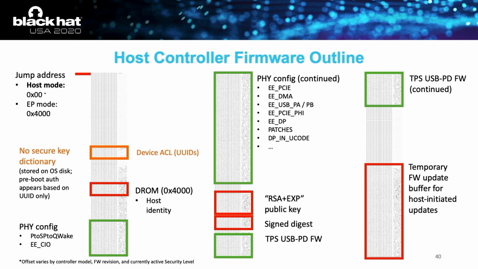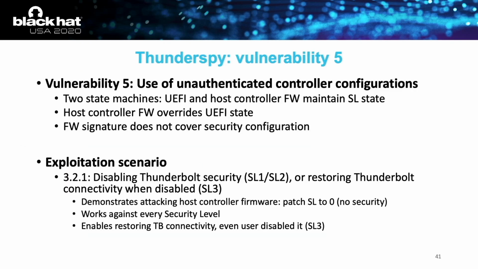Now, what was more interesting is another part that we found, the host security level configuration. And yes, it's there in plain text, and no, it's not covered by any signatures. So all the attacker would have to do is patch the host controller firmware to, for example, disable Thunderbolt security or restore Thunderbolt connectivity when it was disabled by the user.